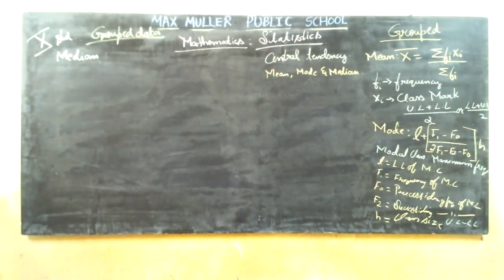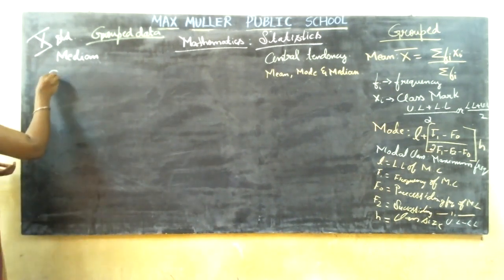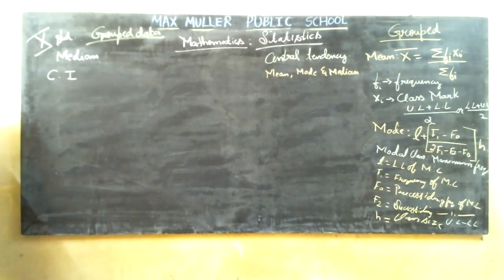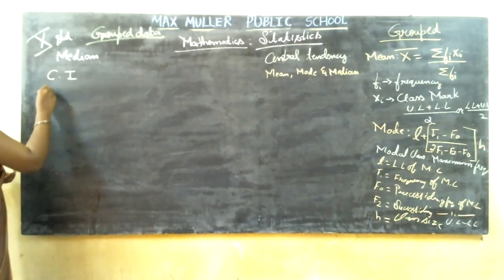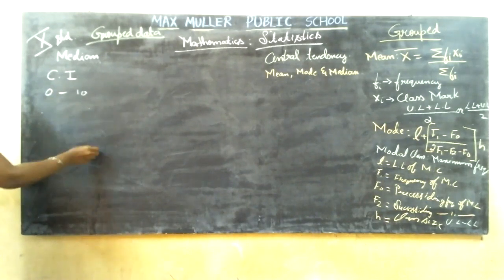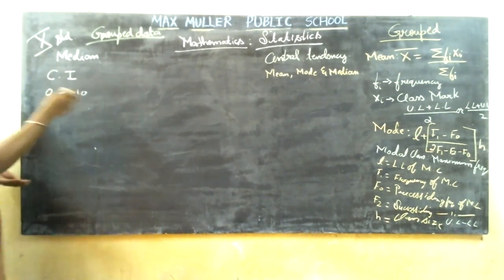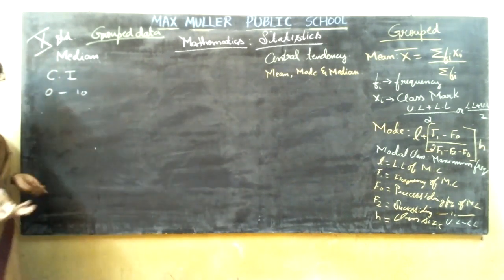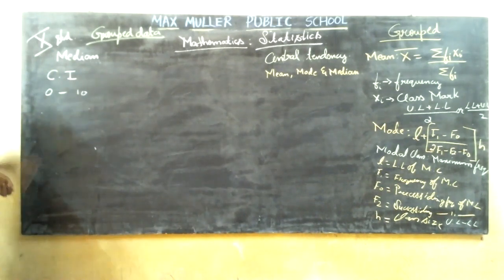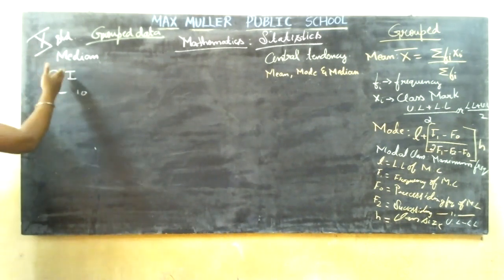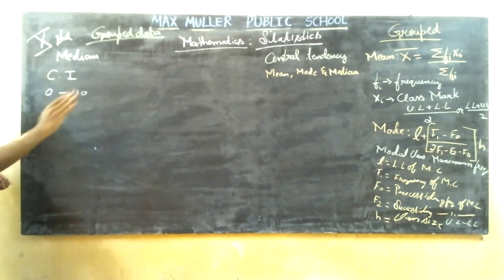How are you going to say whether the given question is a group data or an ungrouped data? If there is a class interval, that is the combination of numbers from 0 to 10, 10 to 20, 20 to 30, 30 to 40, then you are going to say it is a group data. If there is no combination of numbers, that is 5, 10, 15, 16, if there are continuous numbers and no combination between those two numbers, then you say it is an ungrouped data. So group data, class interval should be there.